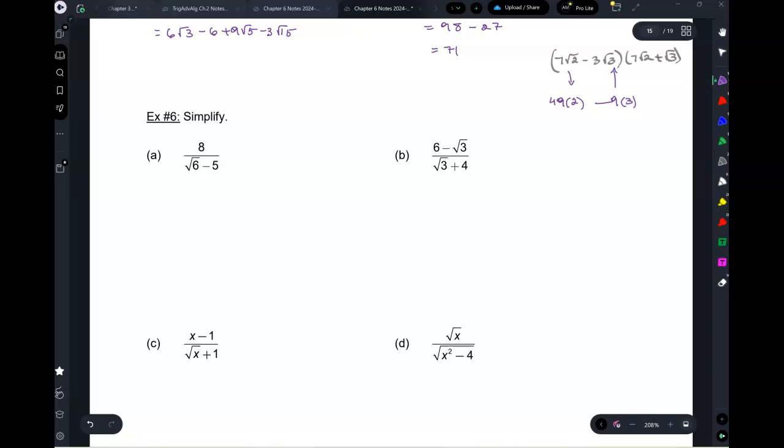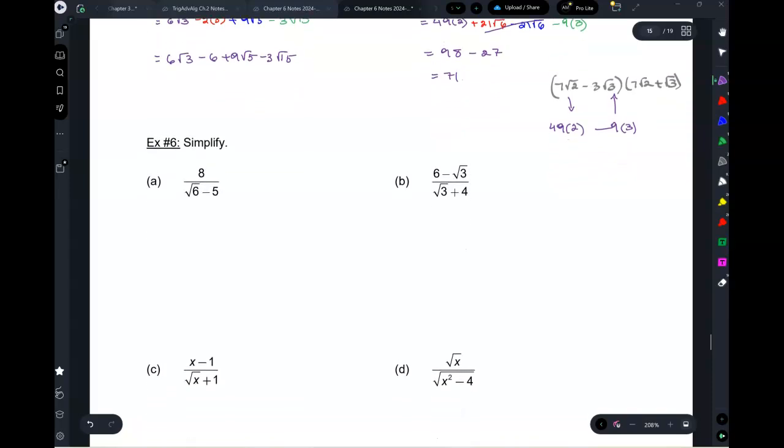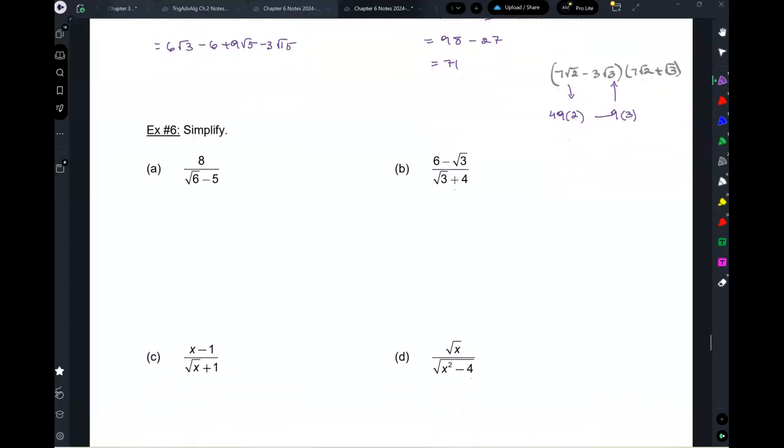Okay. These ones, we have roots in the denominator. So what we have to do is multiply by what we call the conjugate. The conjugate is essentially the same thing, but with the sign in the middle flipped. It's just like the complex conjugate. So instead of root 6 minus 5, I just have root 6 plus 5.